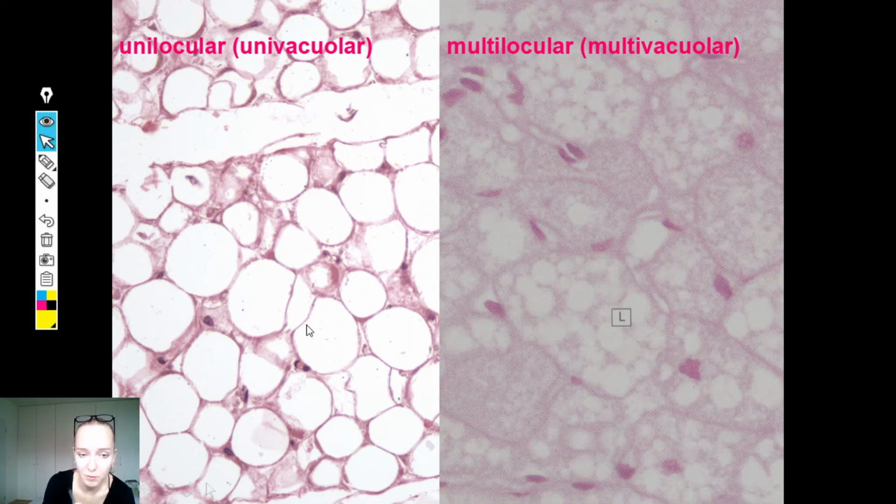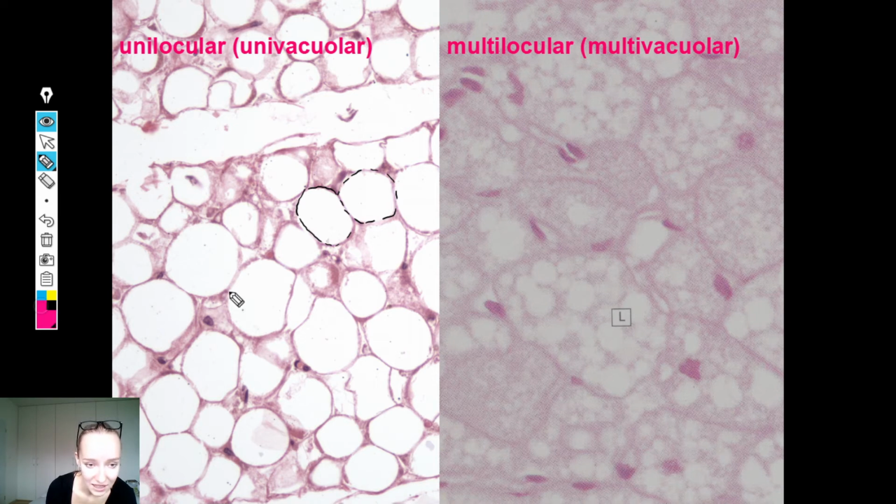Yeah, so here we have a picture from light microscope. On one hand, we can see unilocular or univacuolar adipocytes right here. So this is normal adipose tissue. And what we can see right here are these big lipid droplets. So many small droplets fused together, and they create these big lipid droplets. The lipids were washed out, so there's empty space right here. So there's nothing right now in here.